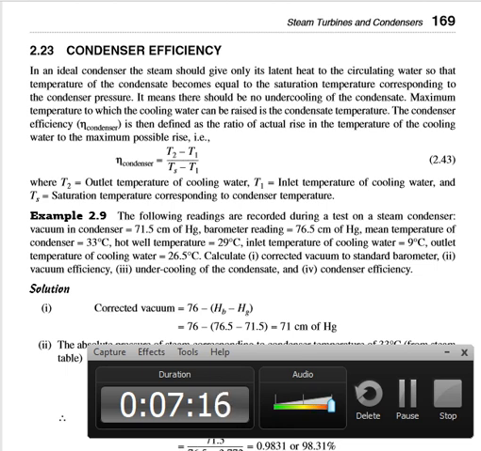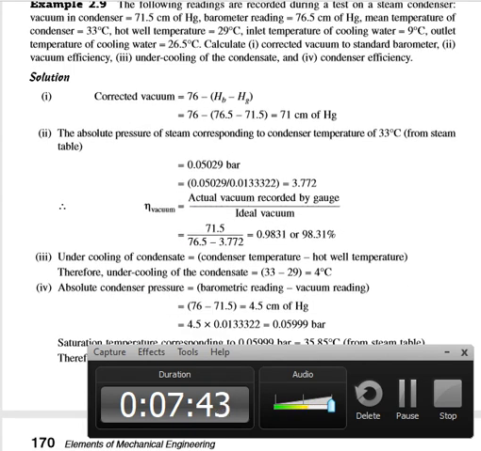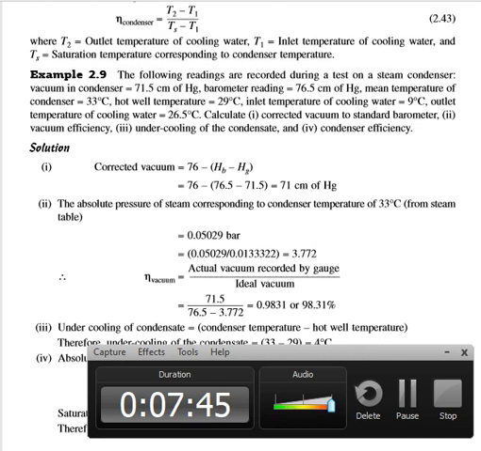That is, the temperature of the cooling water increases to the maximum possible. The condenser efficiency is represented by the equation (T2 minus T1) divided by (Ts minus T1). T2 means the outlet temperature of cooling water, T1 means the inlet temperature of cooling water, and Ts means the saturation temperature corresponding to the condenser temperature. These are the efficiencies we have discussed. Then go to the main topic, the numerical based on the condenser.